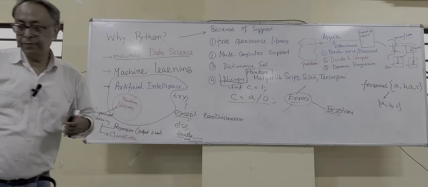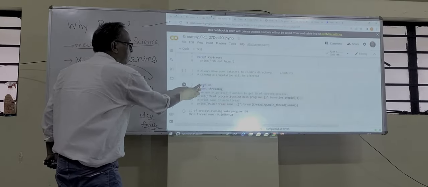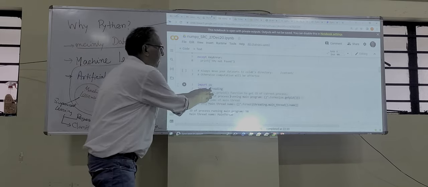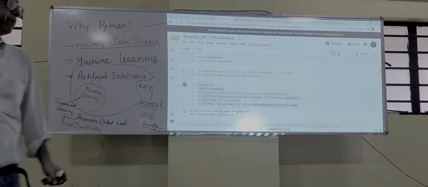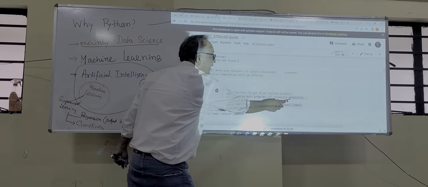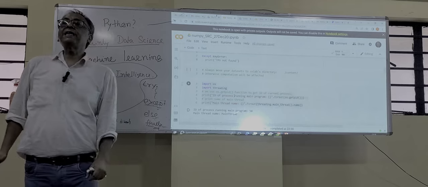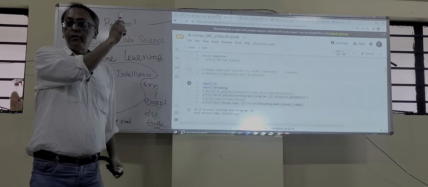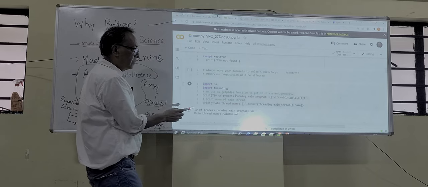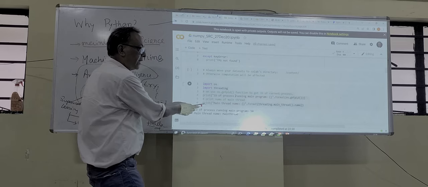So, okay. Import threading. You need to import this module, otherwise you will not get threading support in Python. This will get the PID, the process ID. I told you about the process or task. And you get the thread name.